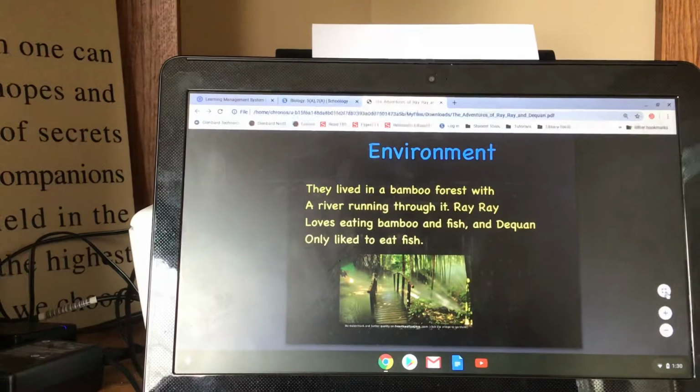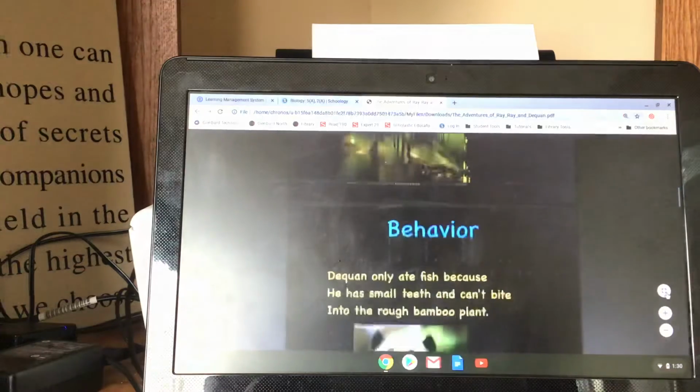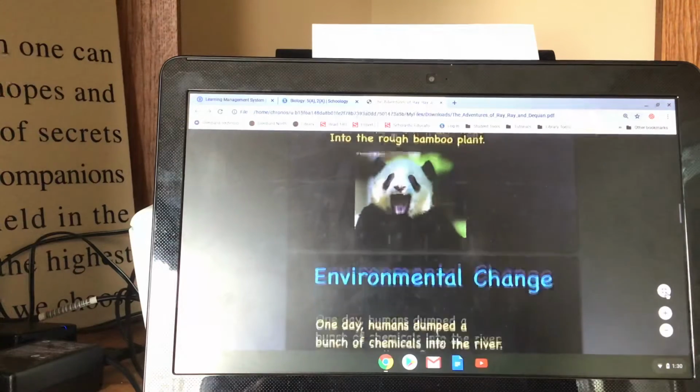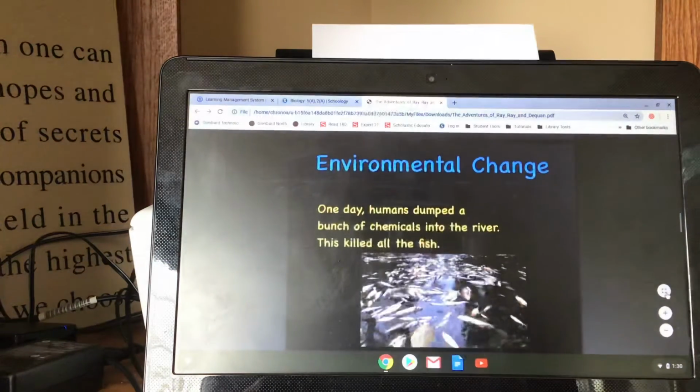They lived in a bamboo forest with a river running through it. Ray Ray loves eating bamboo and fish, and Daquan only liked to eat fish. Daquan only ate fish because he had small teeth and he can't bite into the rough bamboo plant. So you can see those small teeth put him at a little bit more of a disadvantage.